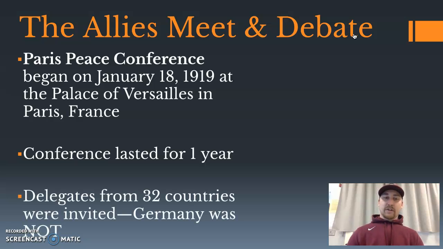Now, at this conference, you had 32 countries that were invited. Germany was not one of these countries. For obvious reasons, Germany was the main perpetrator in World War I. They started the war, and the Allies did not want to have Germany present at a conference where they would eventually be reprimanding Germany and placing sanctions on them.